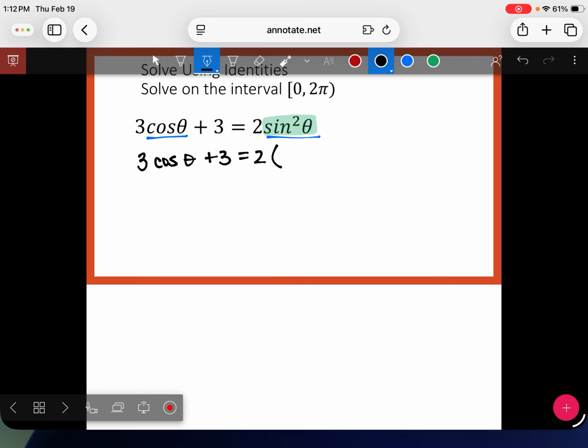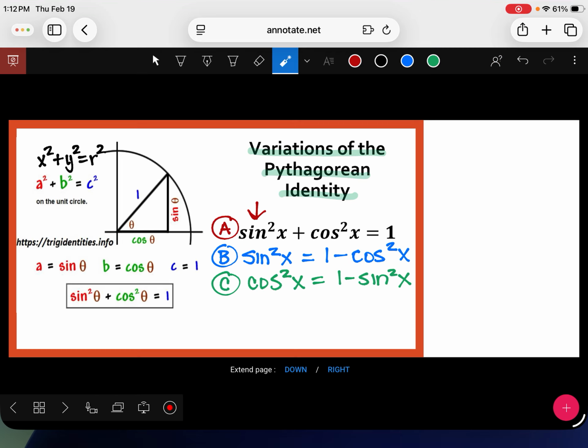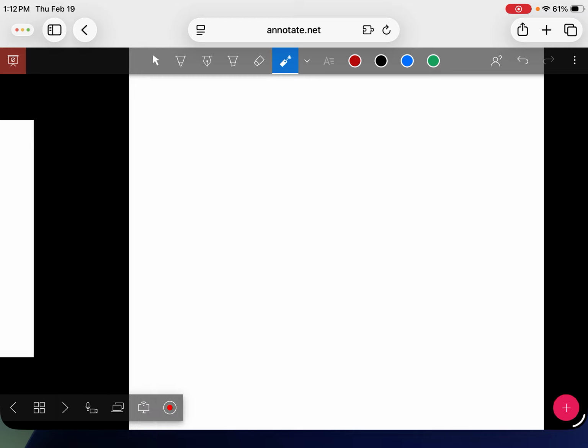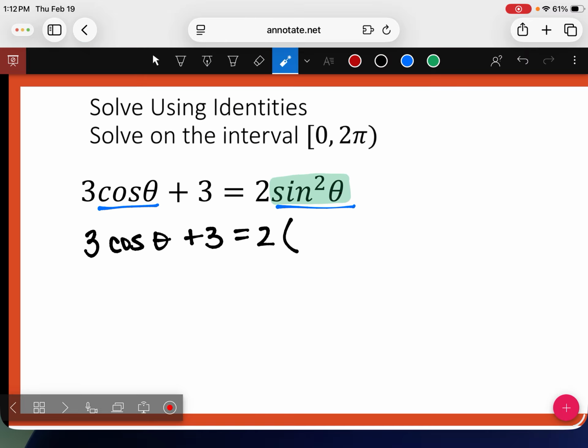So I need to do a substitution for sine squared. It's like in my recipe, I don't have butter, so I'm going to swap it out with applesauce. All right, so sine squared, we can use this blue identity right here. What does sine squared equal? 1 minus cosine squared. So I'm going to write in that parentheses 1 minus cosine squared.